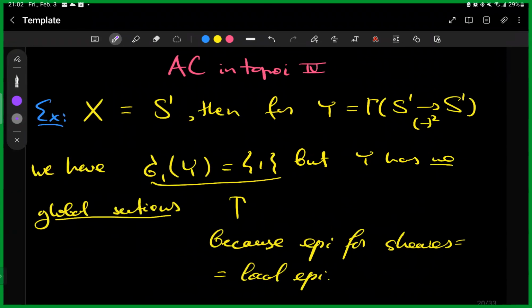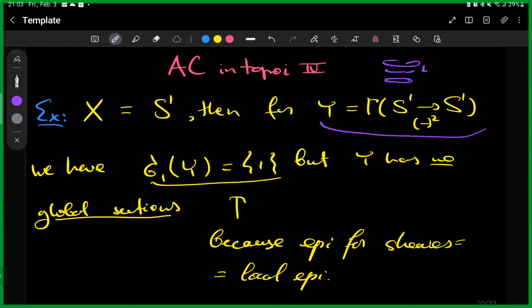Another example, I guess, would be a category of sheaves over a circle. Then we can consider a sheaf of sections of a two-sheeted covering of the circle. So we have the two-sheeted covering, and we consider the sheaf of sections of this map.